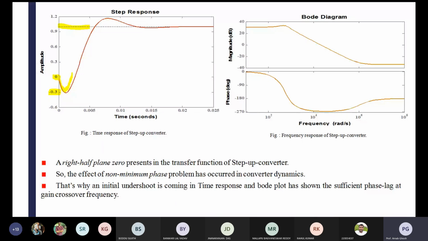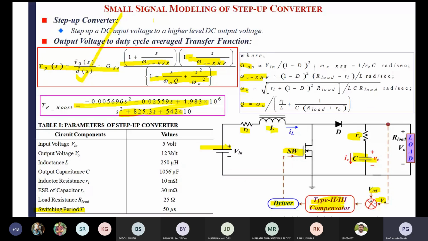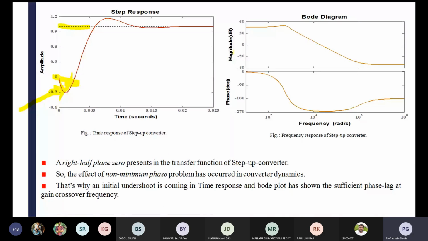That's why I'm telling you, due to that negative undershoot, it is a non-minimum phase. That's why the undershoot is coming. From the previous transfer function, you can see one right half plane zero is there. Due to the presence of this right half plane zero, the undershoot is coming. That's why it is written that a right half plane zero is present in the transfer function of the step-up converter.